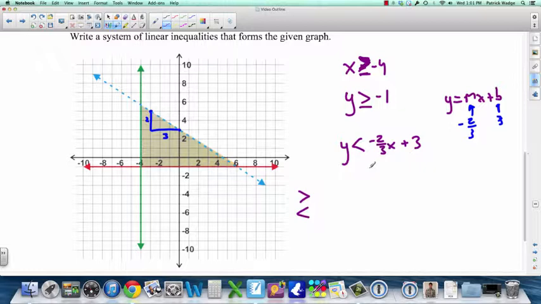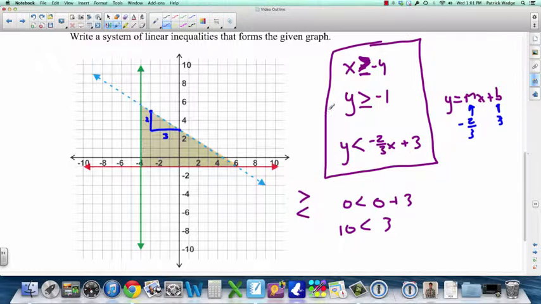But if you don't like that, you could also use a test point. Let's say I'm going to try the test point of 0, 0 and see if it works. Okay, so if we put 0, 0 in here, you get 0 is less than -2/3 times 0, which is 0, plus 3. 0 is less than 3. Is this true? Yes, it's true. So having the sign this way makes sense. If you'd plugged in 0, 0 and you got something like 10 is less than 3, you'd see that, whoops, the sign's facing the other way, I have to flip the sign around. But this is correct, and this entire batch of inequalities here is what you're looking for in this question.